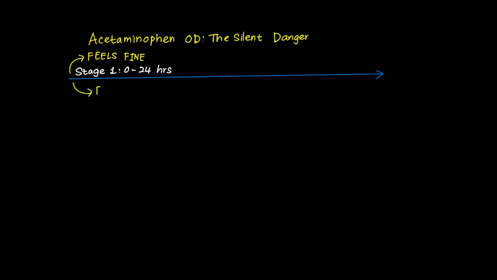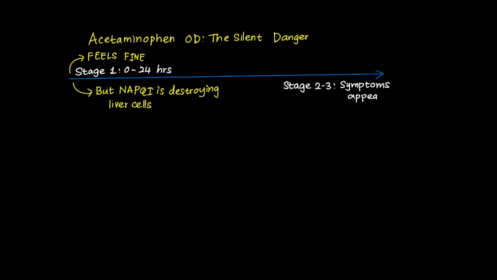The patient may have 0 symptoms or maybe some mild nausea, but behind the scenes, NAPQI, the toxic metabolite, is already chewing through hepatocytes. By the time symptoms actually show up in stage 2 or 3, massive liver damage has already occurred, and the window for effective treatment is closing. That's why treatment can't wait for symptoms.